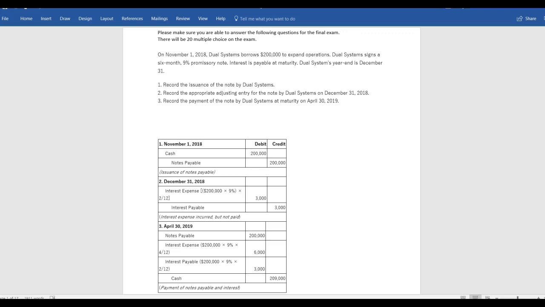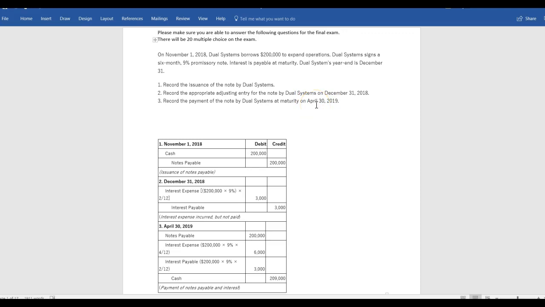Now, the question you're going to have to come up with on the exam is to record the payment of the note by Dual Systems at maturity on April 30th, 2019. So it's important for you to specifically look at when the note was taken out and then when the maturity is on the note.